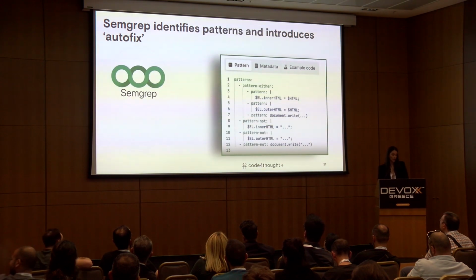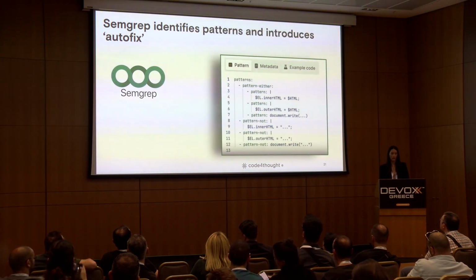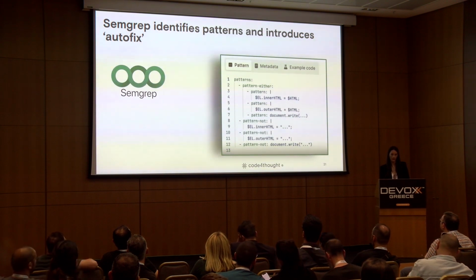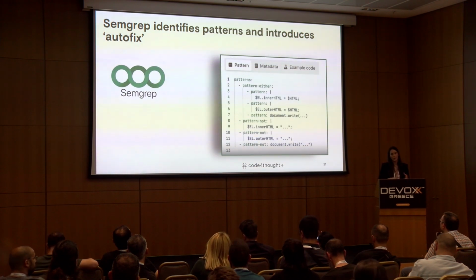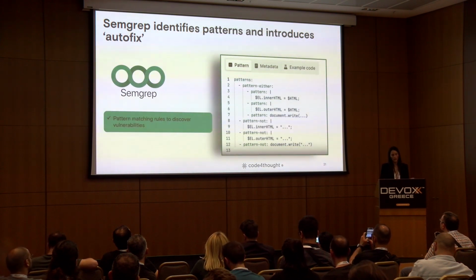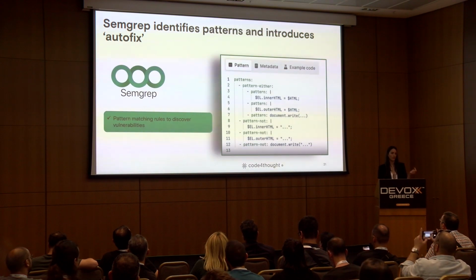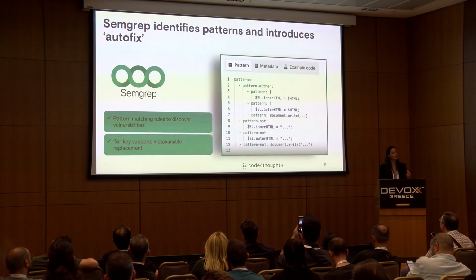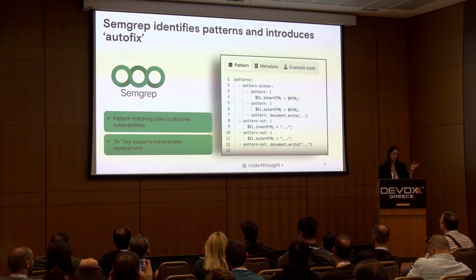Last but not least, there is Semgrep, which is a tool that also identifies patterns regarding security vulnerabilities. You may describe again what you're looking for, and what's the most interesting part is the element of autofix. For example, when you identify the finding, you may replace it with something and fix it immediately.